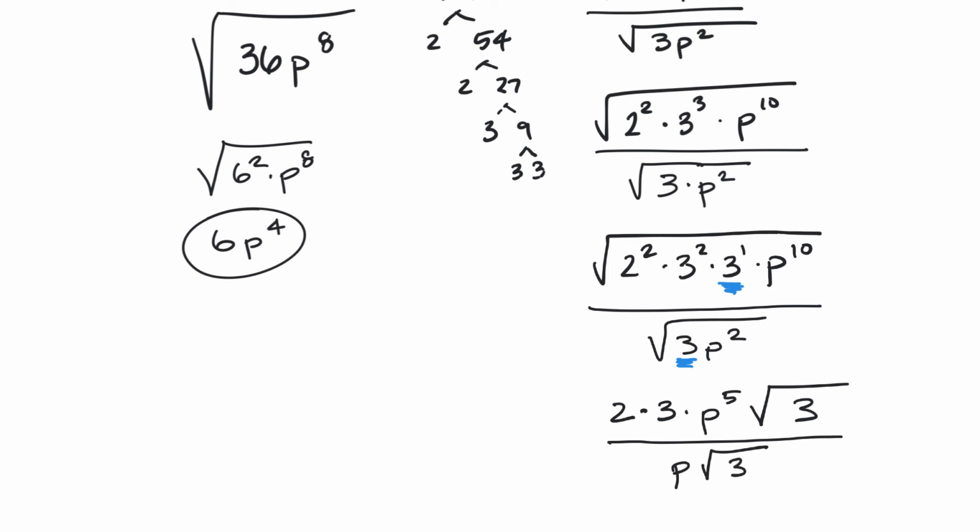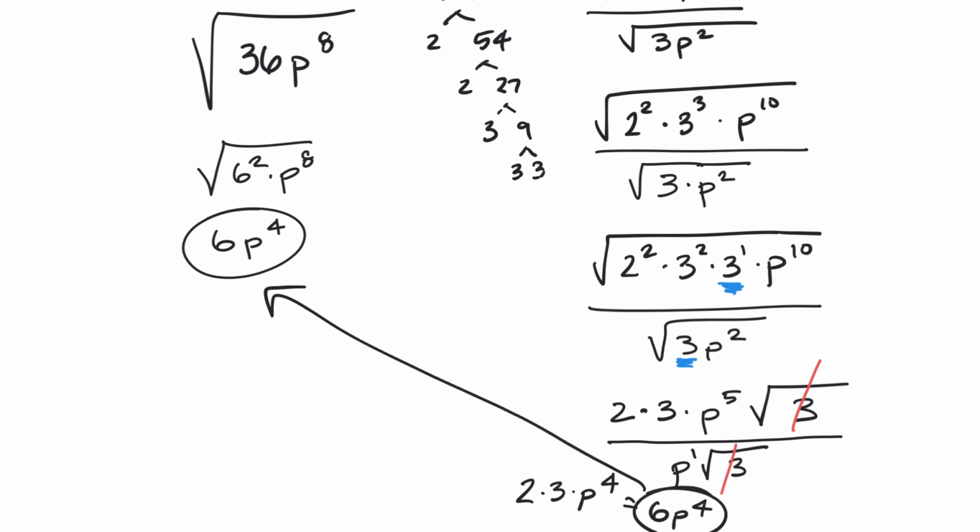So a little bit of simplifying to do here, because we've got this square root of 3 and this square root of 3, so those can cancel. So we'll cancel those out right now. And then p to the 5th over p to the 1st, that's going to be p to the 5 minus 1, so that'd be p to the 4th in the numerator. So we'll have 2 times 3 times p to the 4th. And that's just 6p to the 4th, which matches what we got in the beginning.